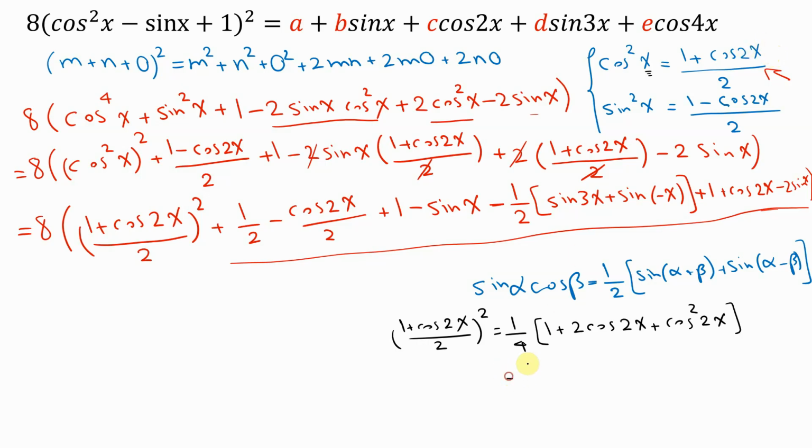So here we have 1 divided by 4 times (1 plus 2 cosine of 2x plus (1 plus cosine of 4x) divided by 2). Now we just have to replace this one with this formula in here, this expression, this one into this one.